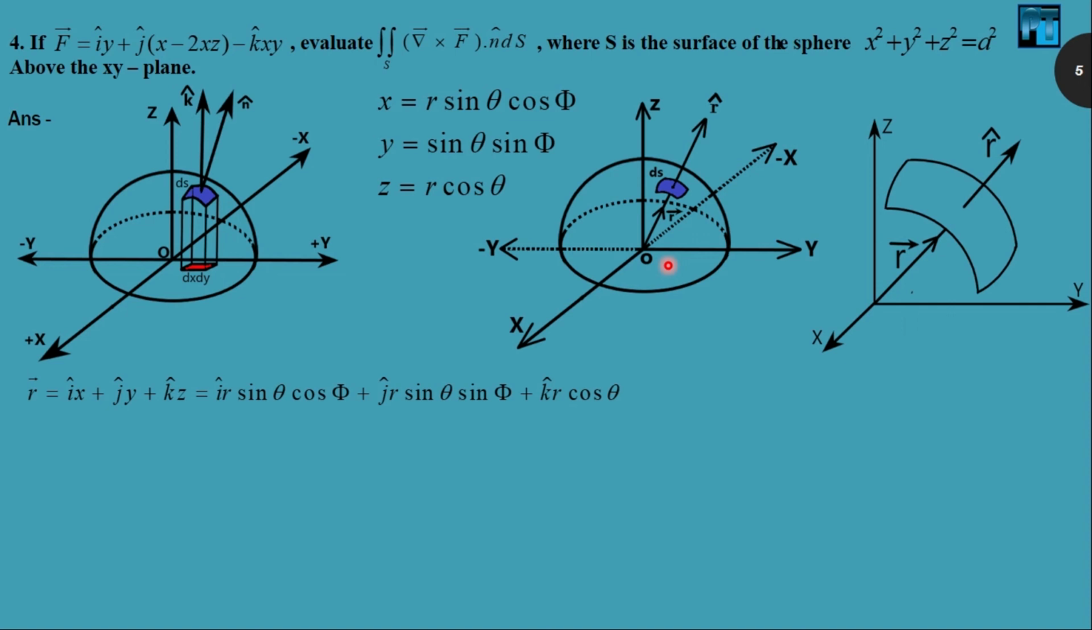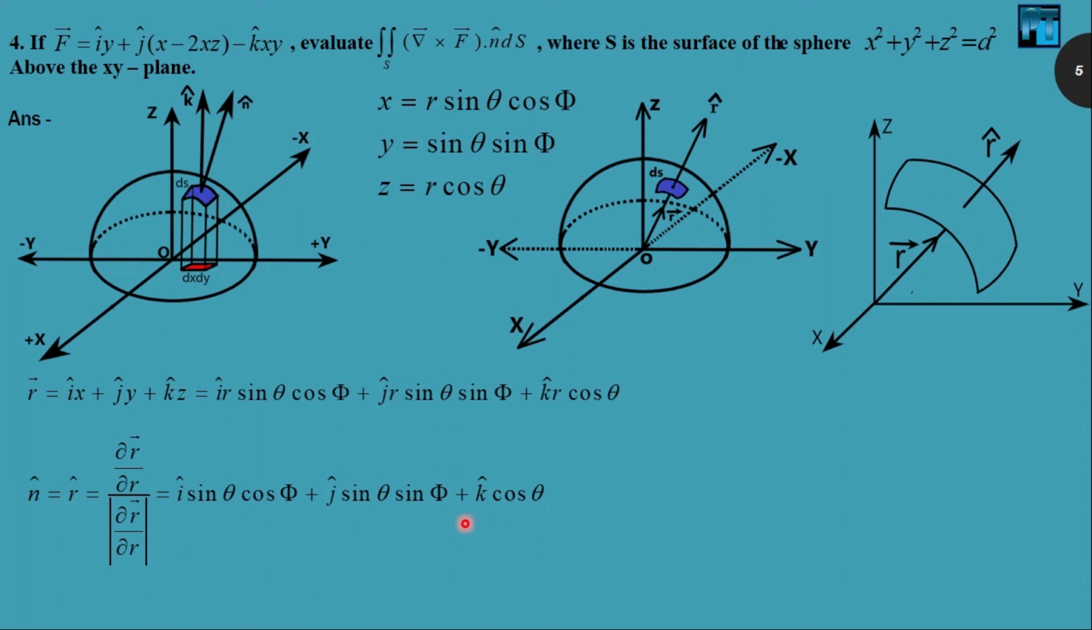Now we have to determine the r cap. This is our n cap. So what is r cap? Del r by mod of del r. It is like the one-dimensional representation of grad phi by mod of grad phi. This is the value of r cap.